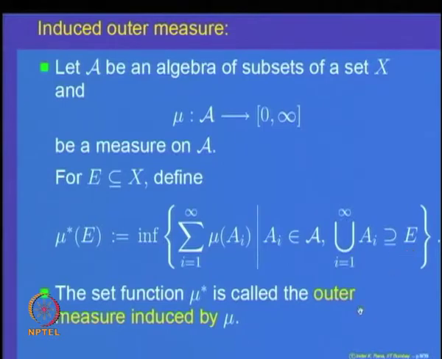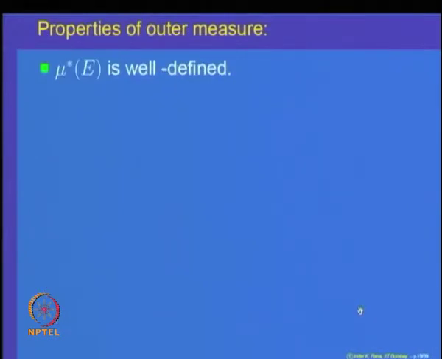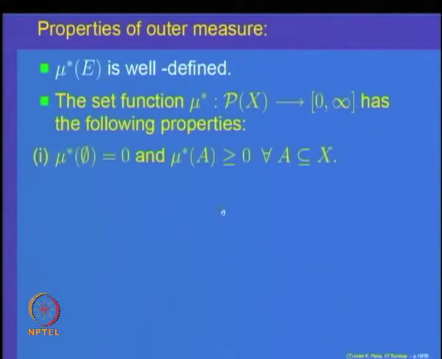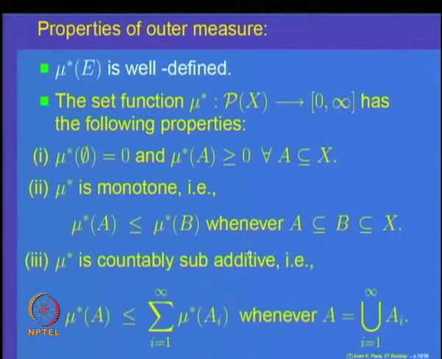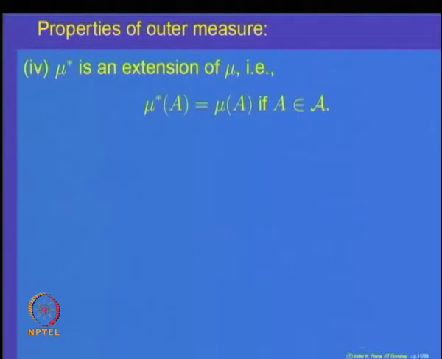This is called the outer measure, and we showed it is well defined. We showed it has the obvious properties, namely mu star of the empty set is equal to 0, and mu star of A is bigger than or equal to 0. It is monotone, that means mu star of A is less than or equal to mu star of B, and mu star is countably sub-additive. And finally, it is an extension.